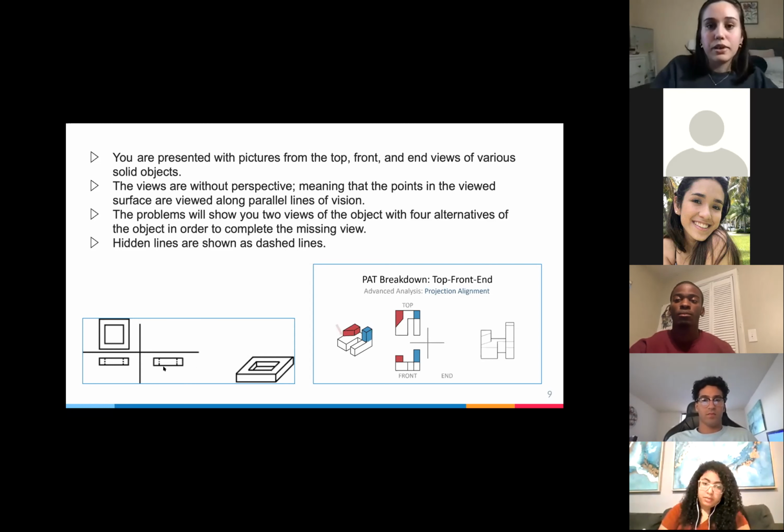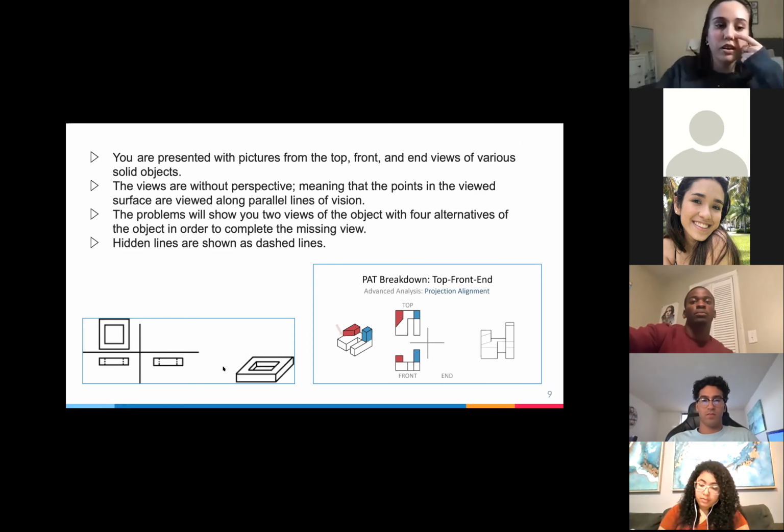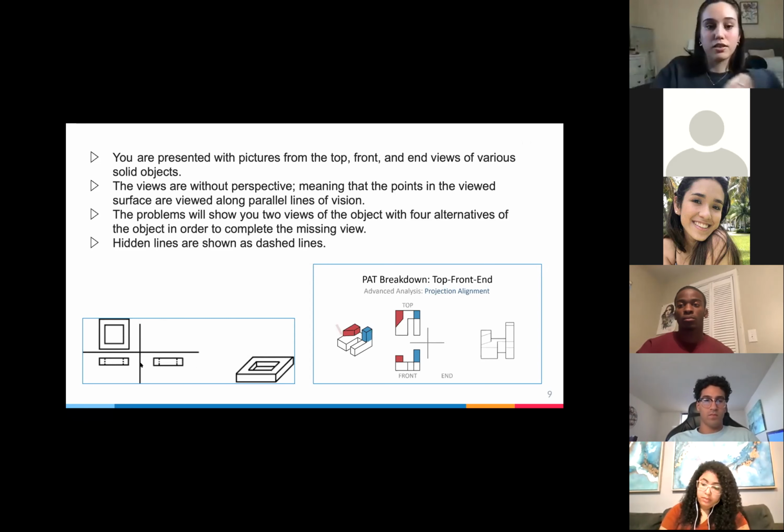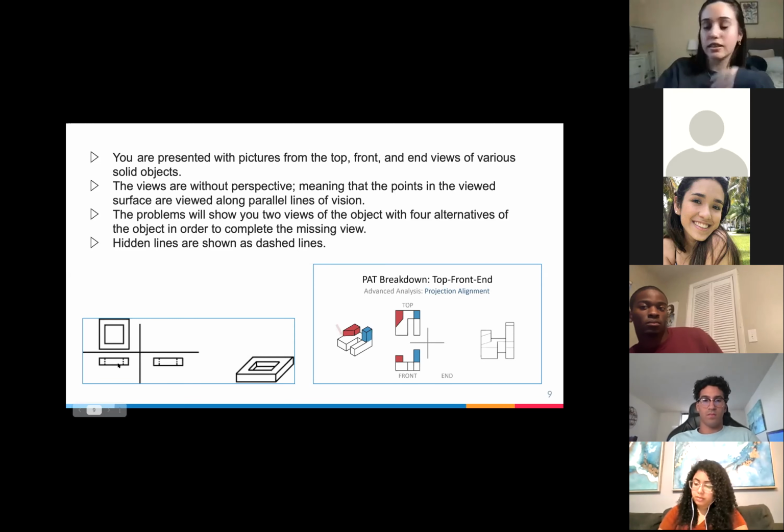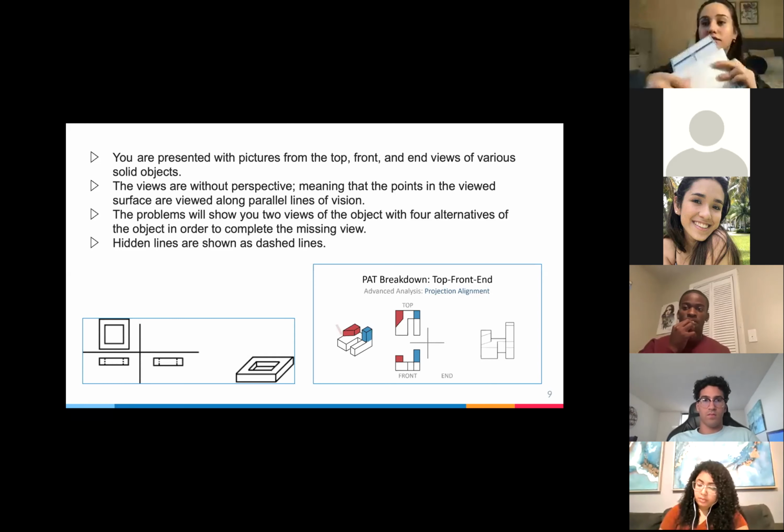So the views are with a perspective, meaning that the points in the viewed surface are viewed along parallel lines of vision. Here, you're always going to find two types of line, solid lines and dashed lines. Solid lines mean that if you're looking at the object directly from this view, you're able to see those ends and sides of the object. The dashed lines are things that are behind the part of the object that you're seeing. So for example, if I take this and go like that, if you're looking at it like this, you're not able to see this. So this would be a dashed line. That's what I mean.